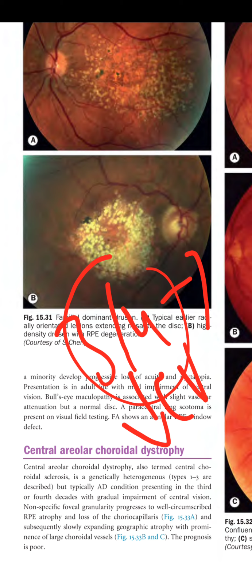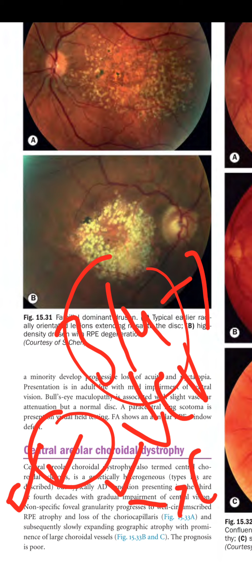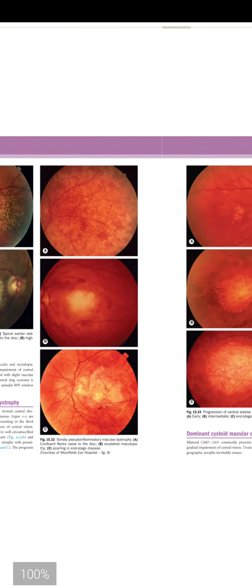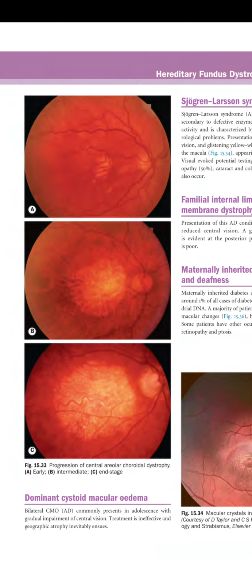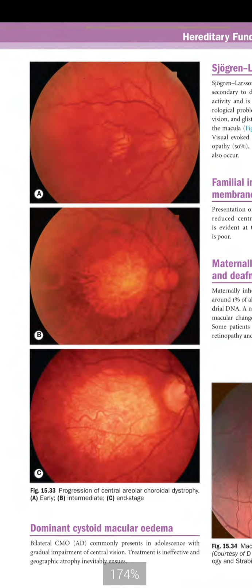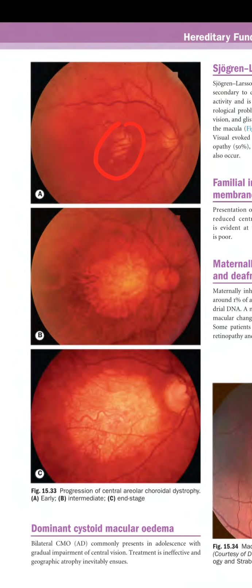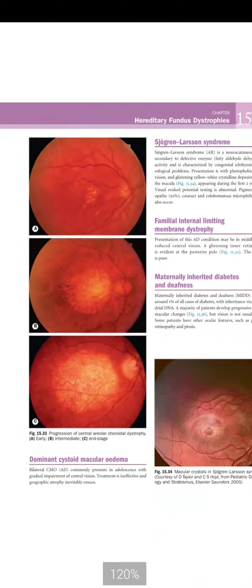The prognosis is poor. So there will be non-specific granularity which will be due to RPE atrophy, and there is a loss of choriocapillaris which will expand to geographic atrophy and prominence of the choroidal vessels, and prognosis is poor. So let's see figure 15.33. It is showing us a progression of central areolar choroidal dystrophy. A is showing us an early stage, B is showing us an intermediate, and C is showing an end stage disease.